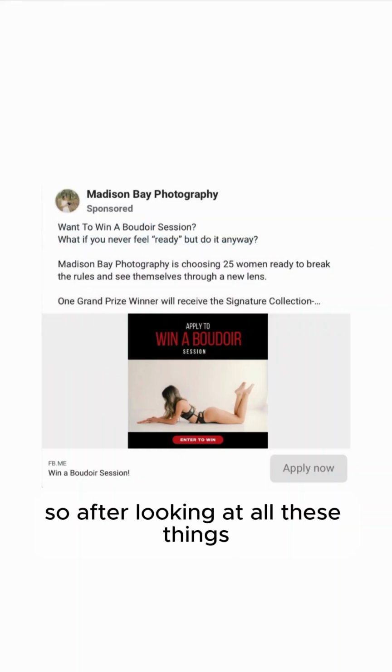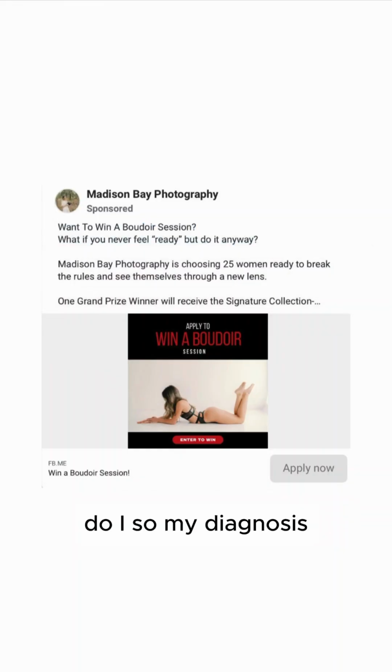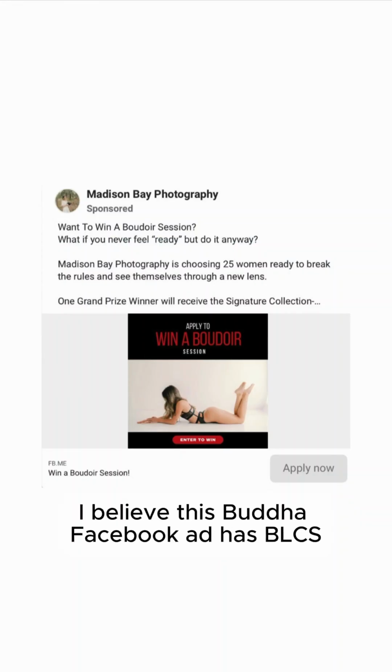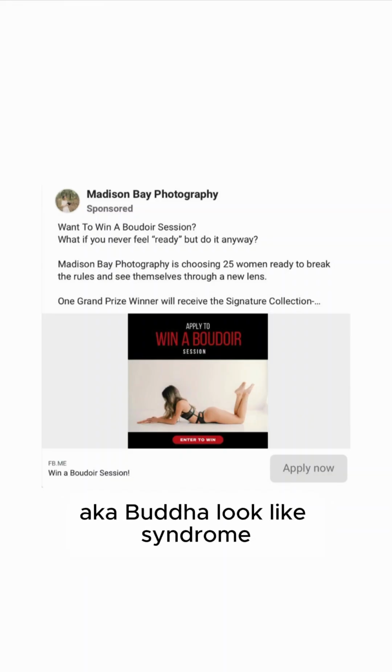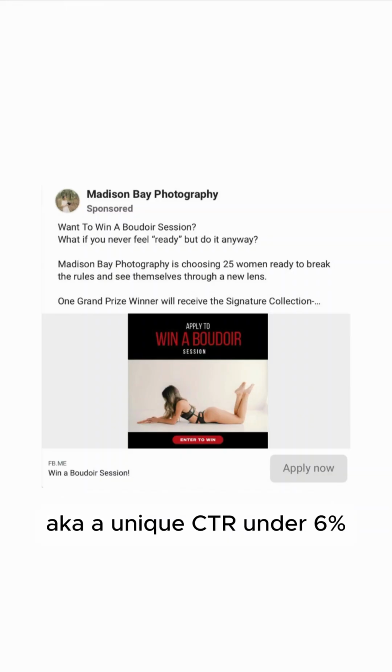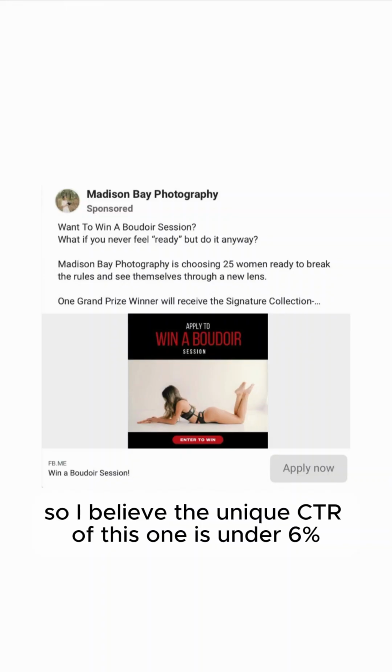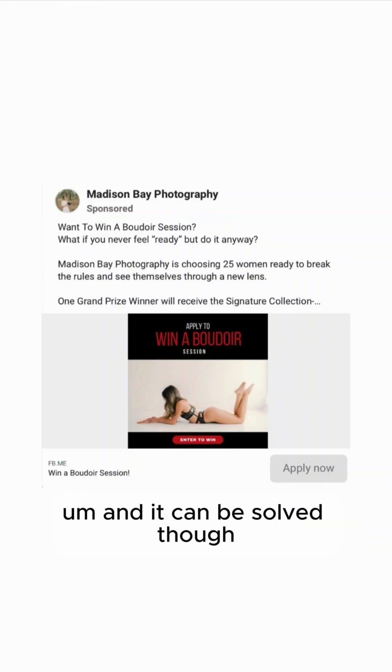So after looking at all these things, my diagnosis: I believe this Boudoir Facebook ad has BLCS, aka Boudoir low click syndrome, aka a unique CTR under 6%. Yes, I do. So I believe the unique CTR of this one is under 6%, and it can be solved though.